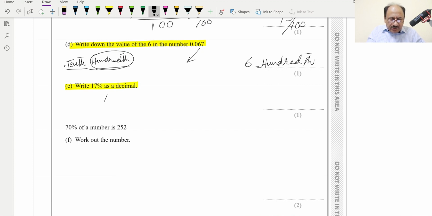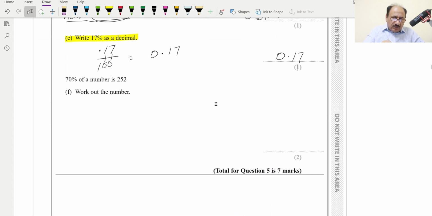So next, E part, write 17% as a decimal. So 17% will be 17 over 100, and this one we can compare: 0 for 7, 0 for 1, and above the 1 we will be putting the decimal, so this will be written as 0.17. This will be in decimal form, 0.17.